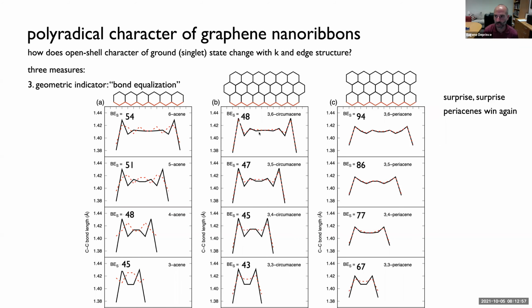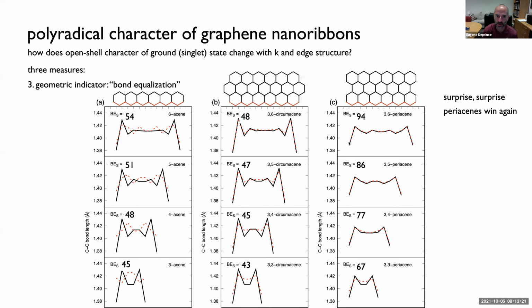This type of behavior persists in the 2-dimensional members of these series. Again, it's the same story. Bond equalization increases with increasing chain length. And again, the linear oligoacenes and the circumacenes have very similar bond equalization, whereas the periacenes live in a completely different category. The bond equalization is much larger, according to this metric I've defined.